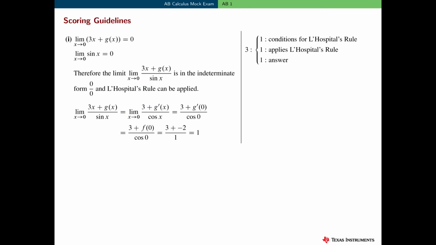Here are some typical scoring guidelines for this type of problem. This type of limit question is typically worth 3 points. The first point is for verifying the conditions necessary to apply L'Hopital's Rule. That is, verifying that this limit is in the indeterminate form of type 0 over 0. The second point is for evidence of applying L'Hopital's Rule, that the student has attempted to take the derivative of the numerator and the derivative of the denominator in the context of the limit problem. And the third point is for the final answer. And remember that a final numerical answer does not need to be simplified.